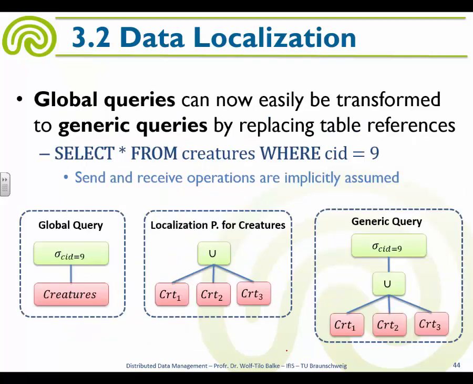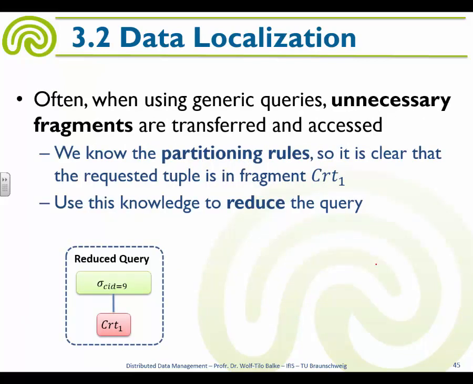So, global queries can easily be transformed to generic queries by replacing the table references, creatures, right, by the localization query places, and then you just put that into the generic query. Everything else stays the same. Just have this new part. Clear? Good.